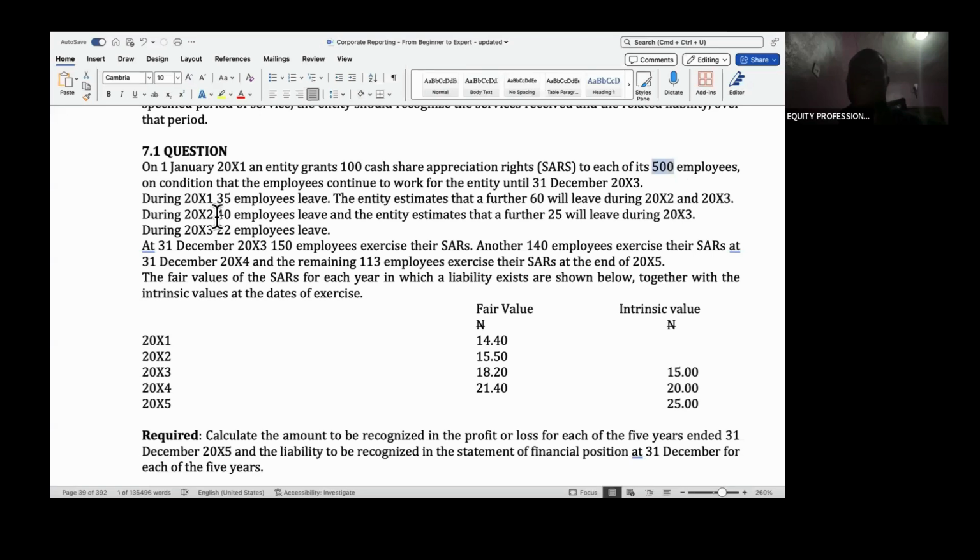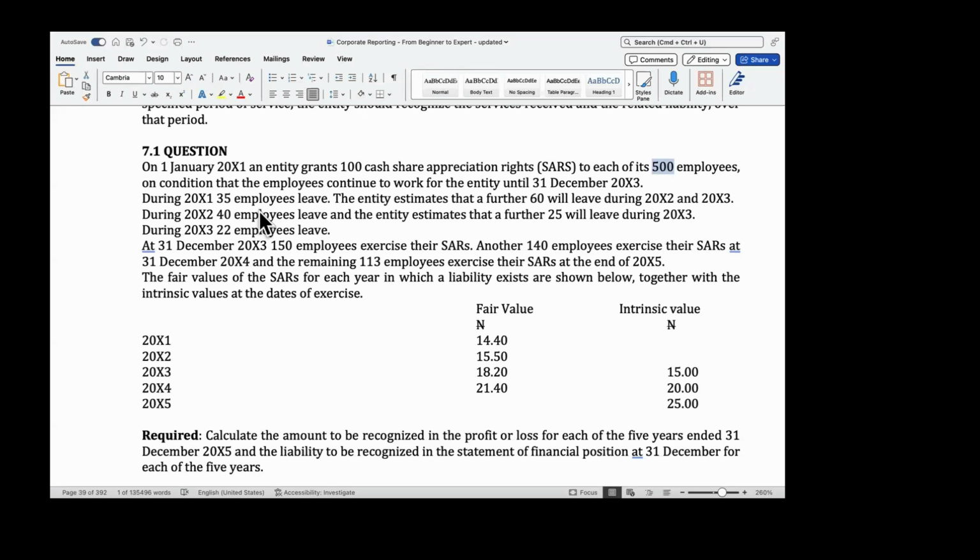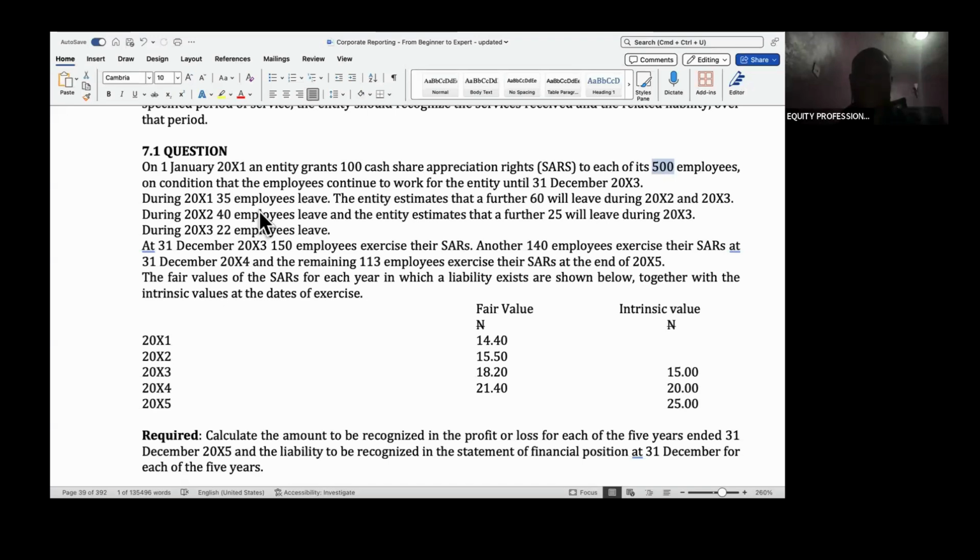It said that 40 employees leave, and the entity estimates that a further 25 will leave during 2003. So how many will vest? That's correct, 400, because they said 40 employees left in year two, and we estimate that a further 25 will leave in year three. So that means in year one, 35 left, in year two, 40 left, and we're estimating that 25 will leave in year three. So a total of 100 is estimated to leave. So that means 400 will not leave.